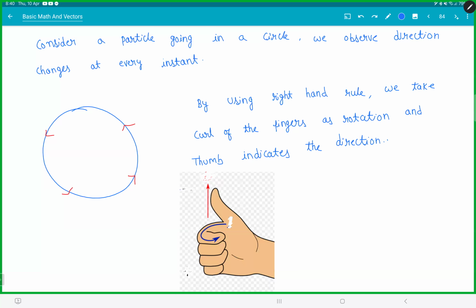Now look at the fan on the top. If you have a fan there, how is the fan rotating? Try to make the fingers in the direction of the fan's rotation. The thumb will show you the direction, isn't it? You're getting the rotation how it is? So this is how we define the direction.